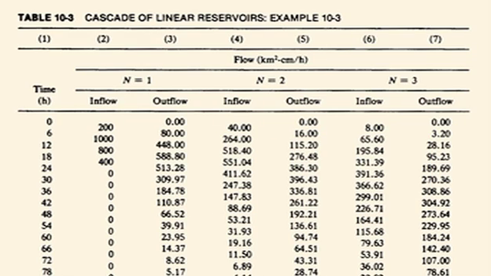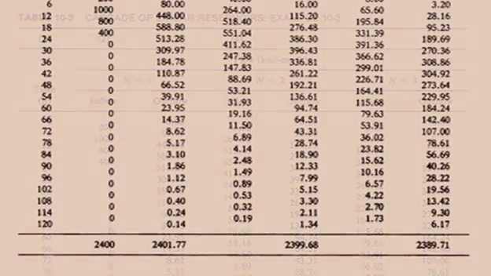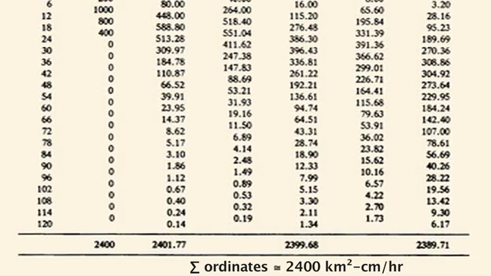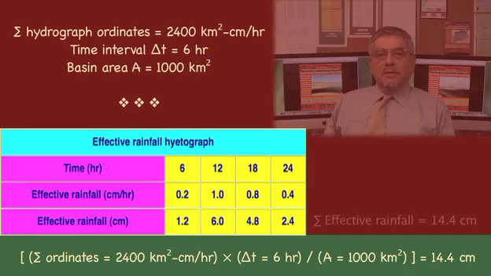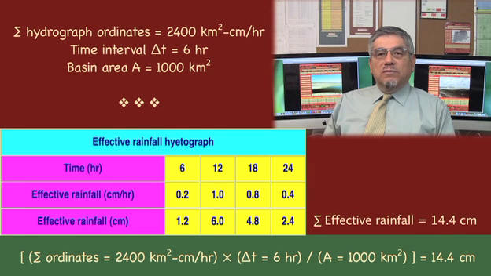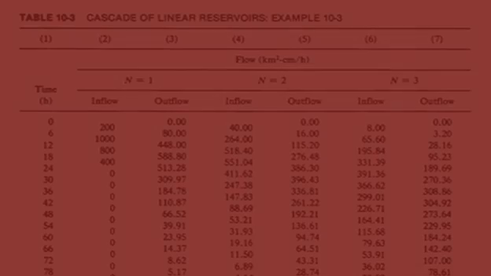Note that the sum of columns 3, 5, and 7 is approximately the same, that is 2,400 km²/cm/hour. This amounts to 14.4 centimeters of effective rainfall depth, uniformly distributed over the entire basin.